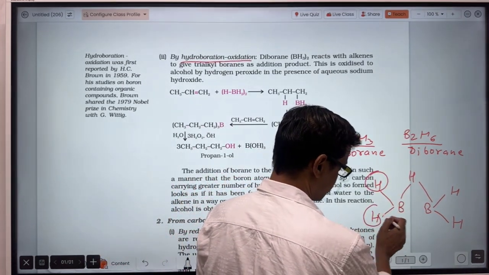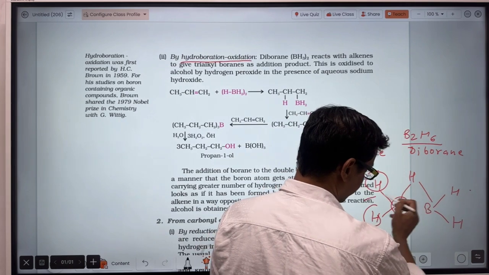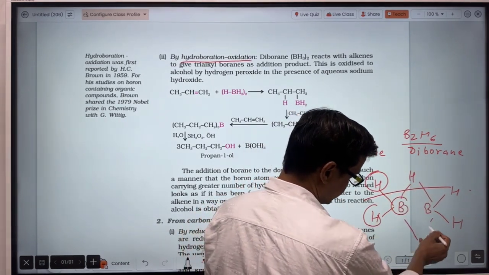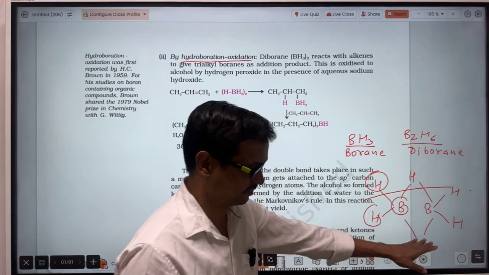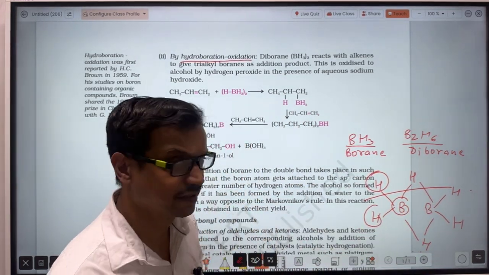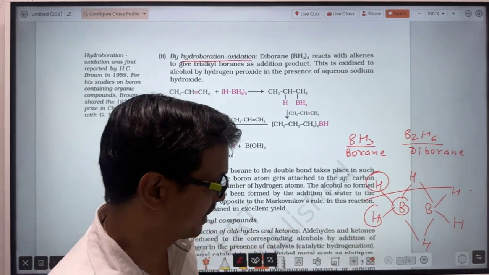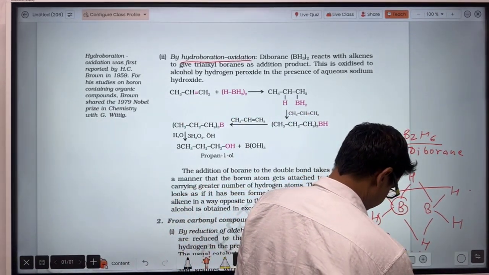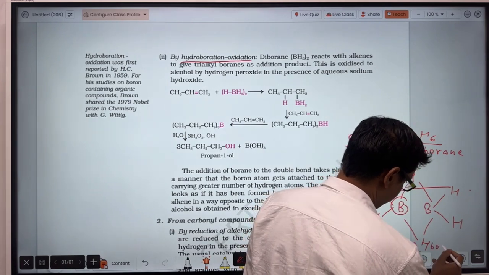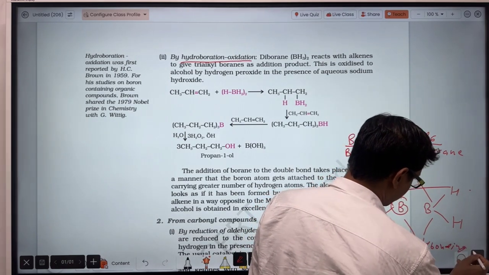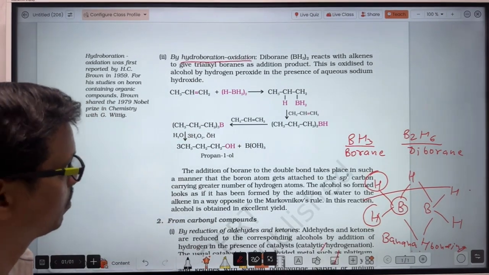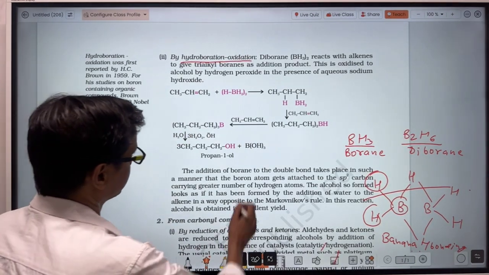This hydrogen and this boron will lie in a single plane, and this boron will be above that plane, and this hydrogen will also be above that plane. Through this hydrogen also, this boron as well as this boron both will be bonded. This type of bonding is called banana bonding. So banana bonding happens in the case of diborane. Now let's see how to write the reaction.